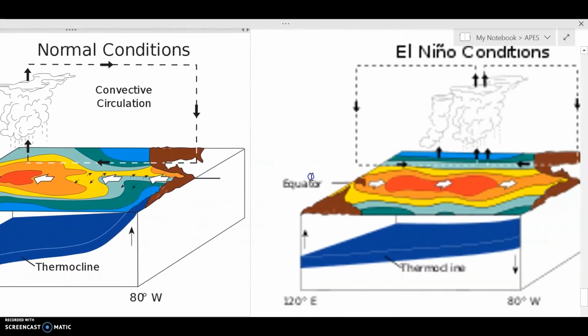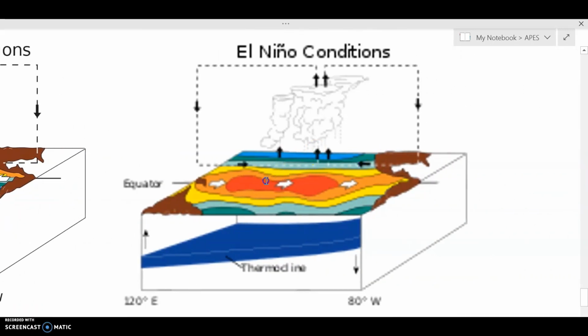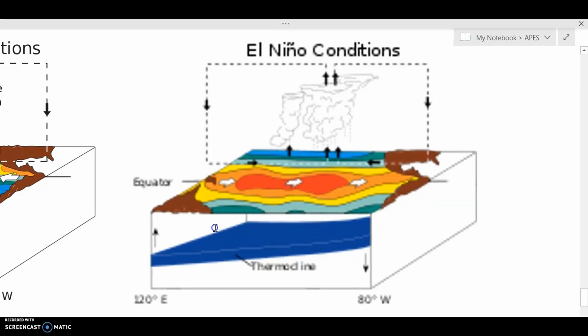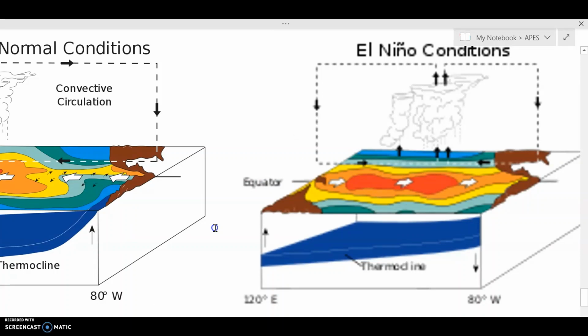So when El Nino happens, there's an absence of that upheaval of nutrients as a result of cold water, since it's traveling in the opposite direction. So as it's traveling in the opposite direction, the water goes down, and that prevents that upheaval of nutrients from occurring.